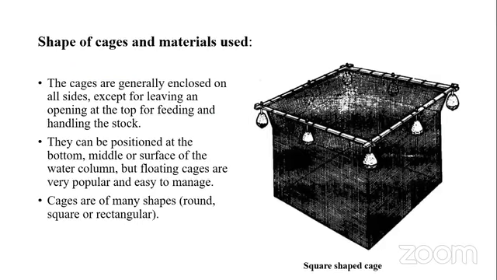So this is one of the square shaped cages. The material used can be discussed. The shape, as I have told you, round, square, or rectangular, requires various material as discussed.